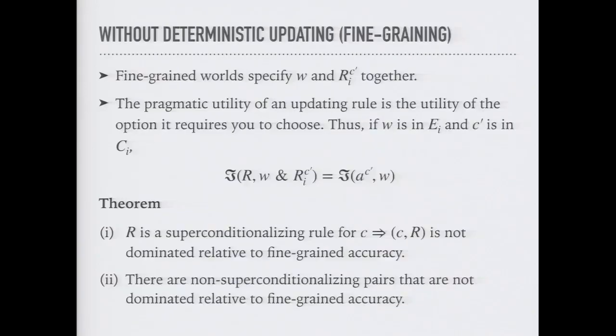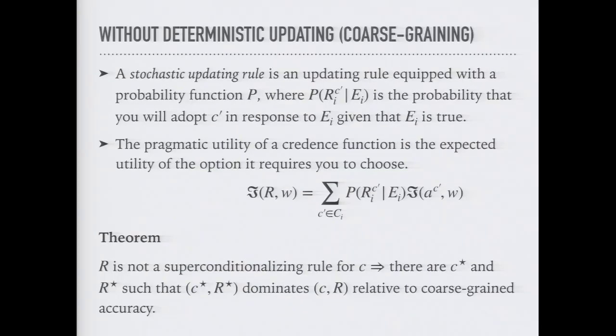That's if you're deterministic. What happens if you're non-deterministic? Well, again, you get these two possibilities. But something goes strange in the fine-graining case. It basically doesn't get us anything very nice. One thing you can get is if you are a superconditionalizing rule, then you're not going to be dominated. That's okay. But you're definitely not going to get conditionalization, because there are certain non-superconditionalizing ways of updating that are not dominated relative to this fine-grained notion of accuracy. So it turns out that this argument does very badly from this point of view. But happily, we do get conditionalization.